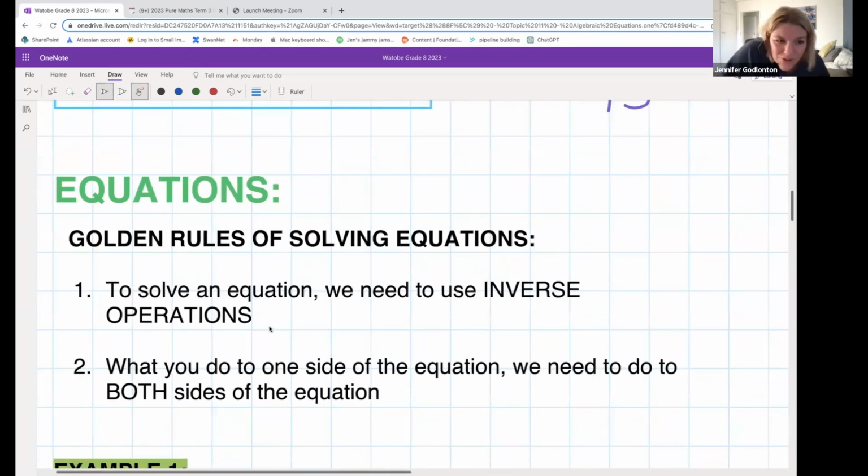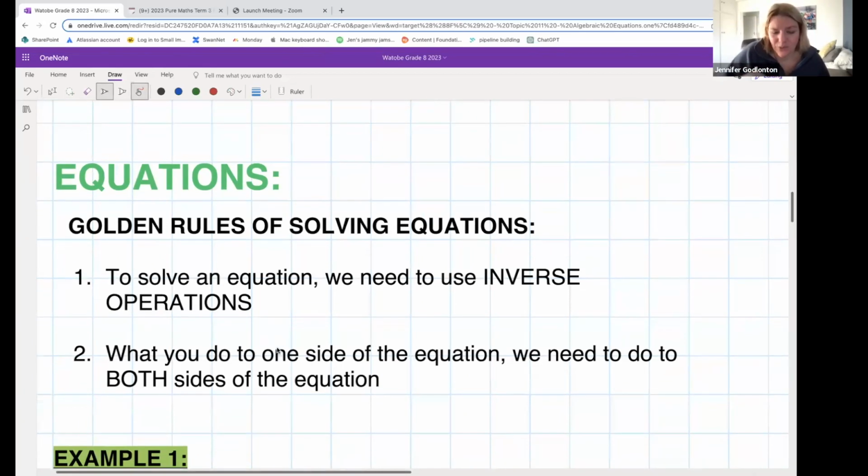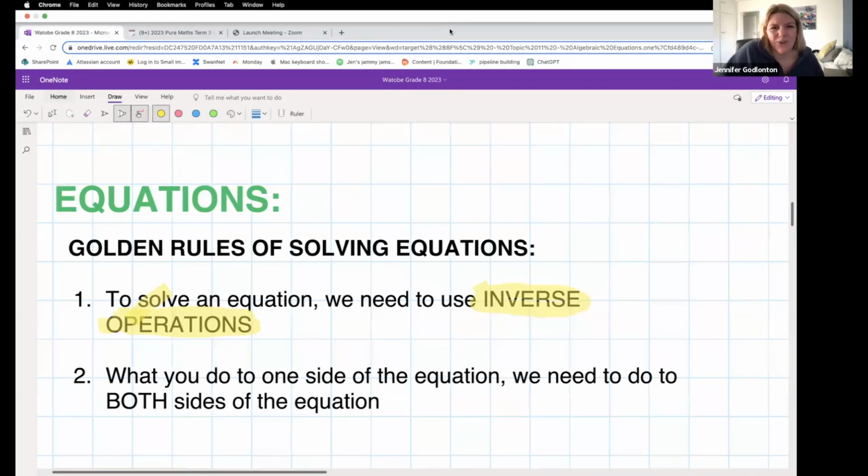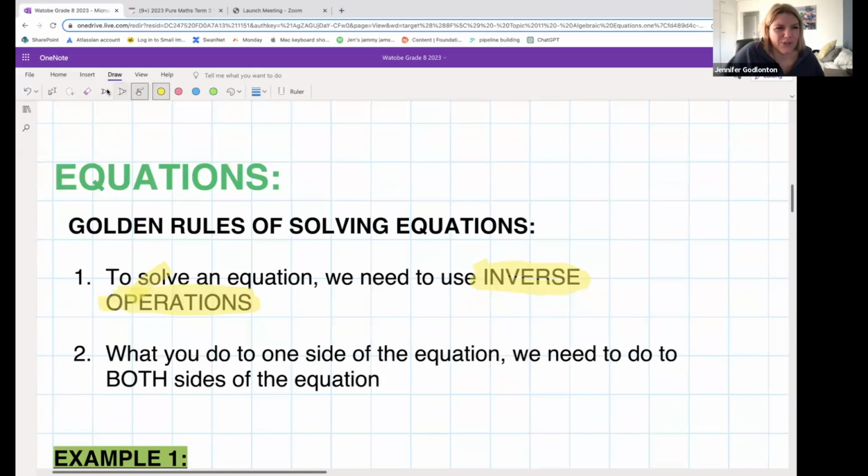Okay, so the golden rule with solving equations is that when we solve an equation, we need to use something called an inverse operation. Who can tell me what inverse operations are? Who thinks that they can tell me an idea? You can put your answers in the chat for me. What do we think an inverse operation is? Try and think about what those words mean.